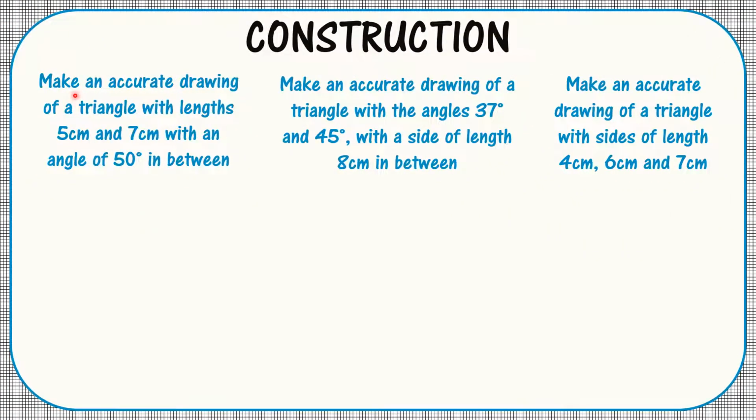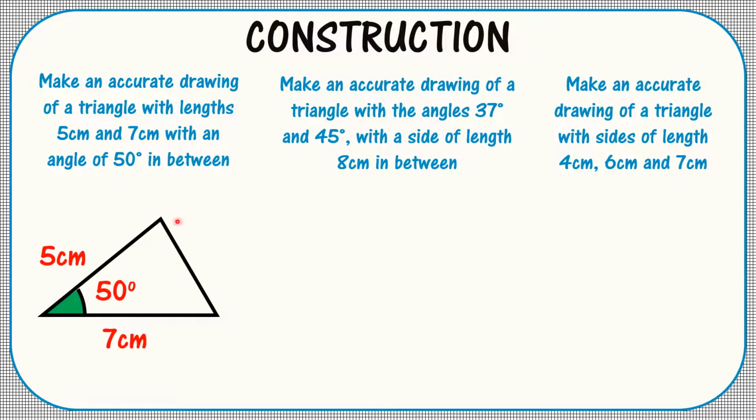For the first question, make an accurate drawing of a triangle with lengths 5 centimeters and 7 centimeters with an angle of 50 degrees in between. So it will look something like this. You have 5 centimeters, you have 7 centimeters, and you have this angle in between of 50 degrees. For these types of questions, make sure you leave your construction lines.